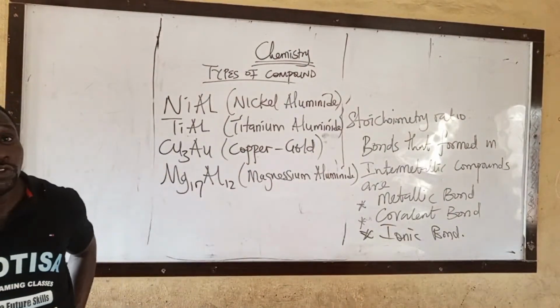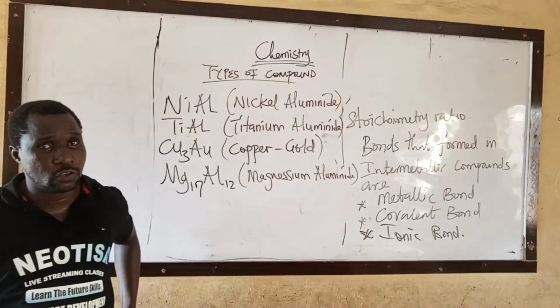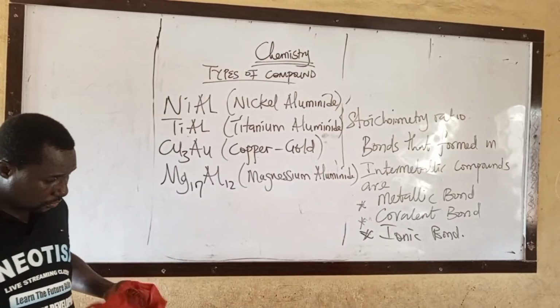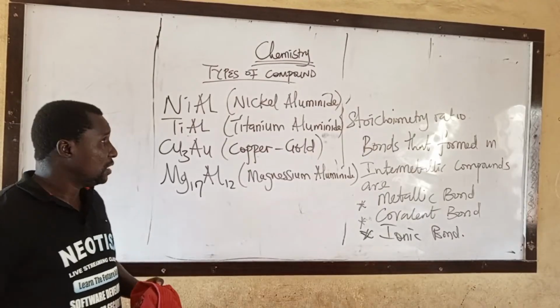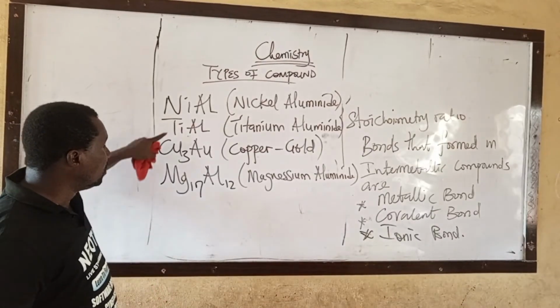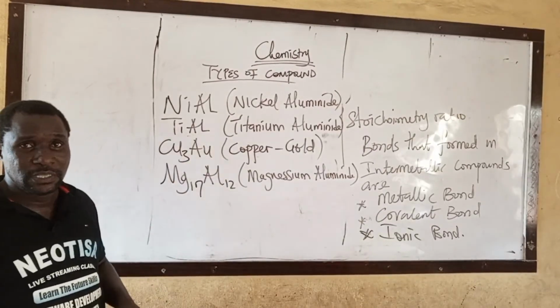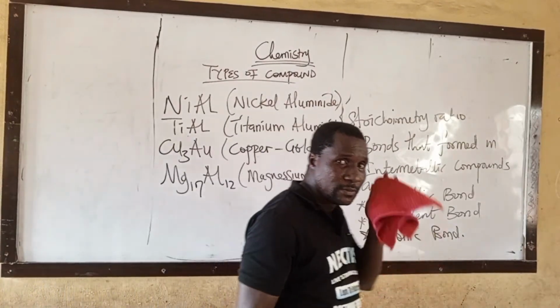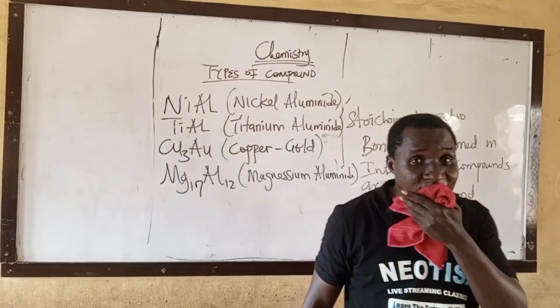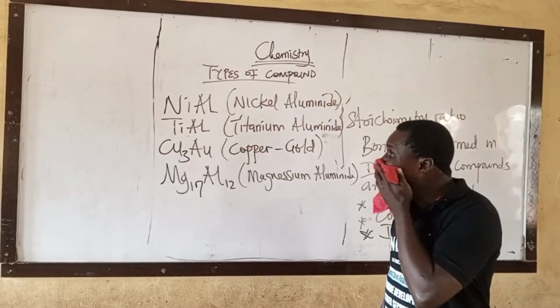And they are very useful in constructions, especially aerospace engines. In aerospace engines, we use what? Titanium aluminide. In aerospace engines, they are very important. Take note of that.